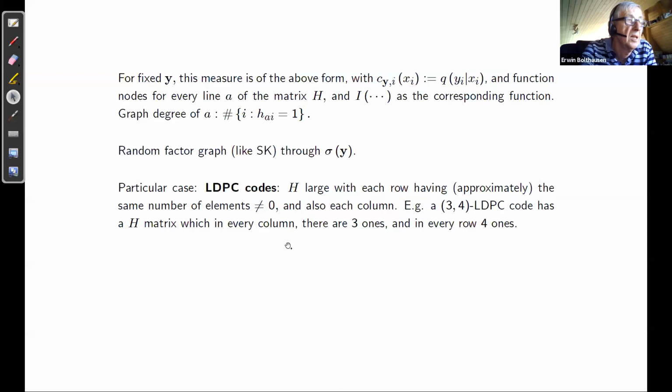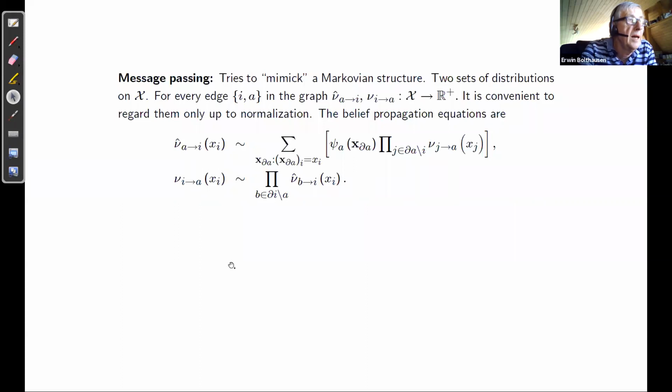This is of course a special case of the situation we had before. Now, these are just examples where you encounter these factor graphs. So now I'm coming to this message passing here.